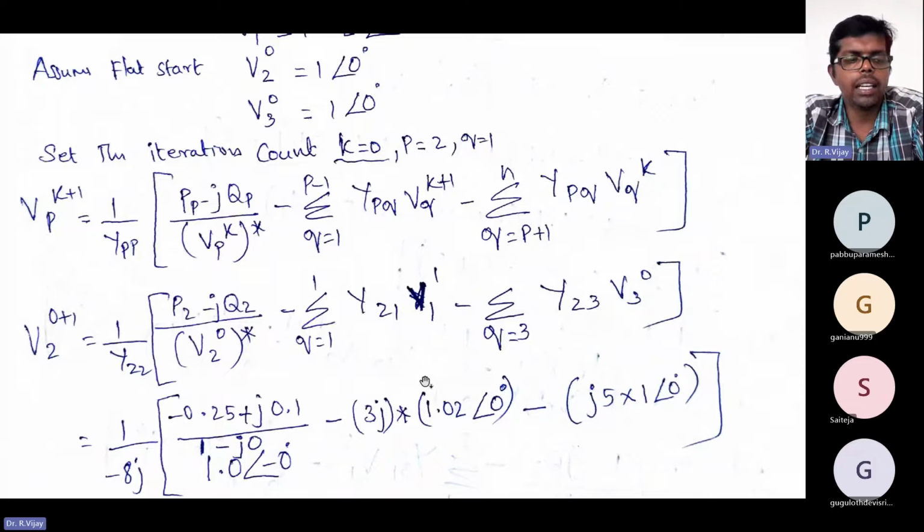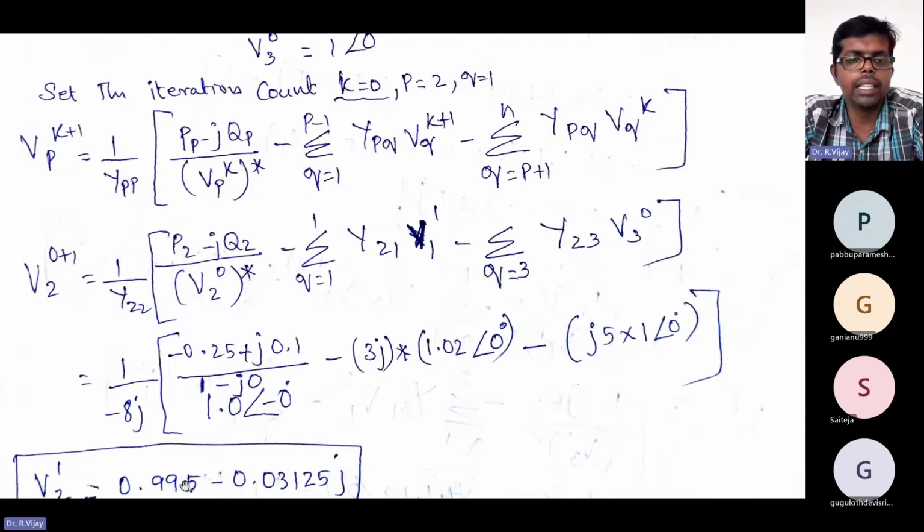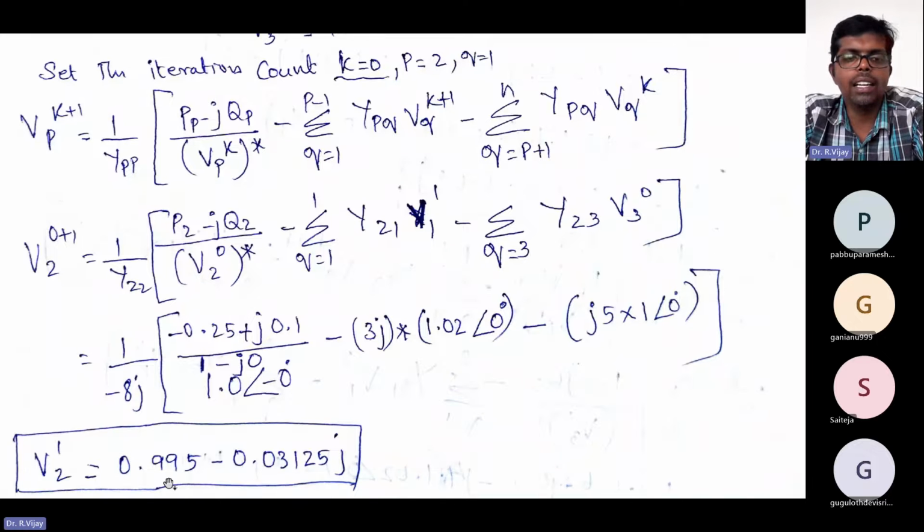So here you can calculate the value. While solving you will get V2 dash as 0.995 minus 0.03125 j. And as I said before, after the decimal always take 5 values or 4 values. Because here 0 is coming, you can take values like 0, 3, 1, 2, 5. So here we have taken 5 values. Better, 4 is enough.